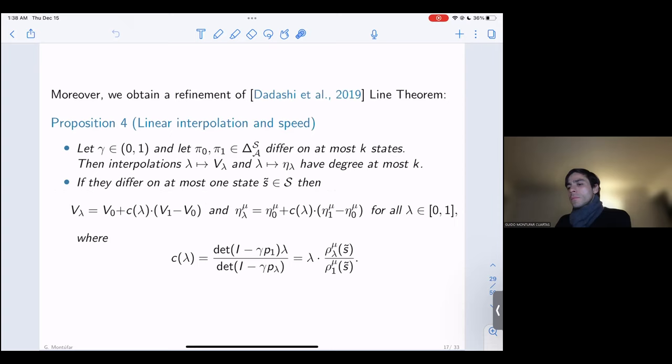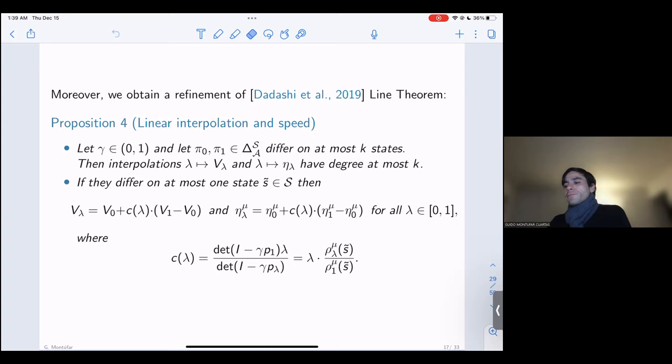Right, so another thing that we were able to do here is to obtain a refinement of a work by Tadashi and co-authors, which they call the line theorem. The line theorem refers to this: let's imagine that you decide to adjust your policy by changing it only at a particular state. They were looking at MDPs, so they didn't have the partial observability, but let's say you fix a particular state and you adjust the probability distribution for that particular state, and you walk along a line. What they observed was that if you track what happens with the value function, again, this is a vector, it will also trace a line in the space of possible value functions.